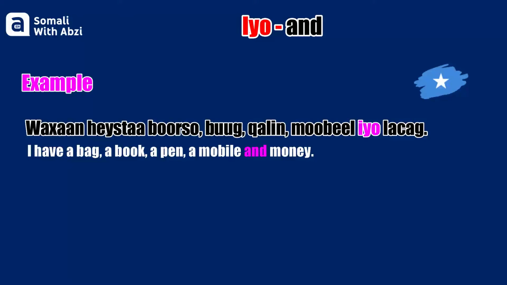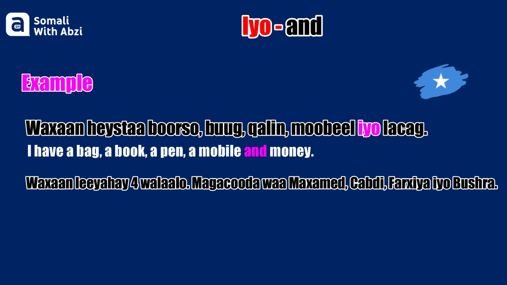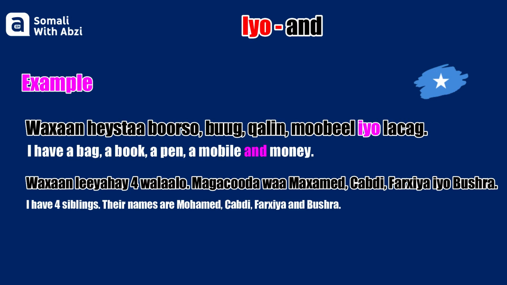Another very good example is "waxaan leeyahay 4 walaalo, magacooda waa Mohammed, Abdi, Farhiya, iyo Bushra," which means I have 4 siblings. Their names are Mohammed, Abdi, Farhiya, and Bushra. In those sentences I used "haysta" for things and "leeyahay" for siblings. If you're confused, just check this lesson I made before.